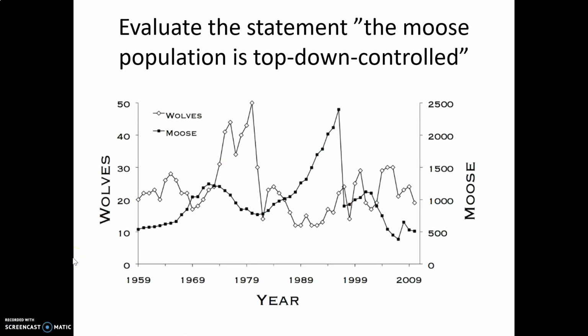And then to sum up the whole top-down, bottom-up control of population sizes, I have this graph for you. So what I want you to do in a minute is to pause the video and then evaluate the statement, the moose population is top-down controlled. So pause for a minute, think, and then I will talk again when you start the video.